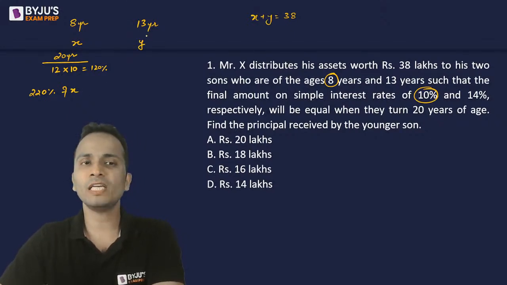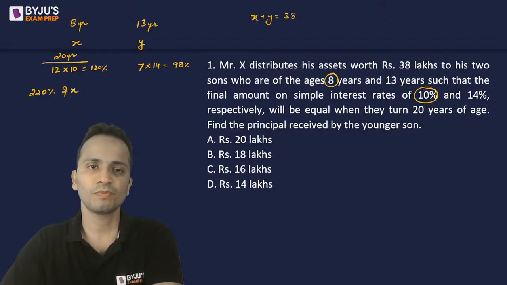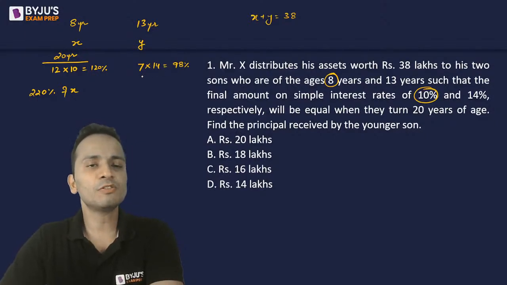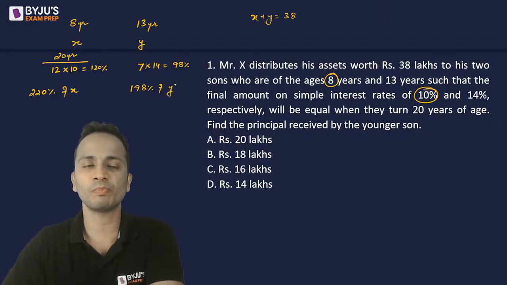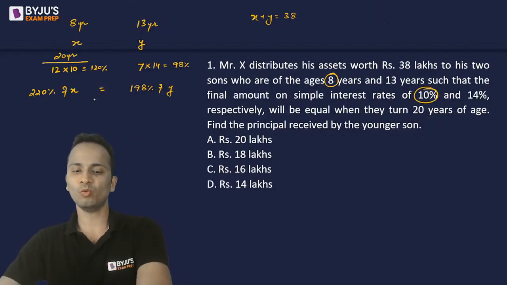Now, similarly, for the other son, the current age is 13 years. So his money is invested for 7 years at a rate of 14 percentage, which is 98 percentage. All right. So the money will increase by 98 percentage, and the final amount will be 198 percentage of original principal, which is y. Now, according to question, these two amounts are equal.